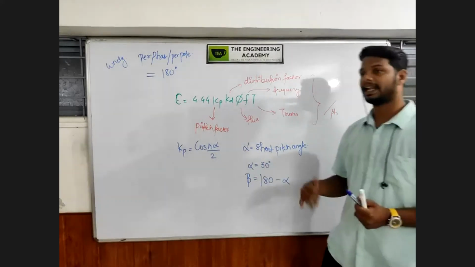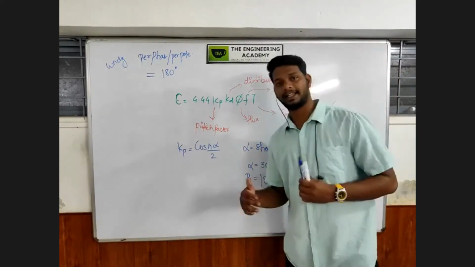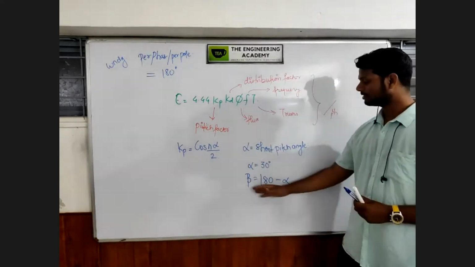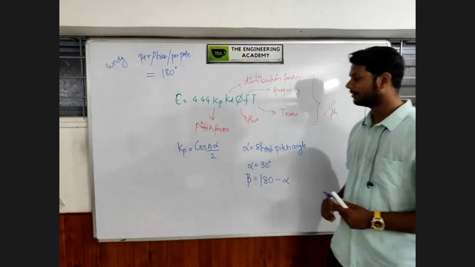Beta is called the winding angle. It means for how many degrees the winding is distributed, which is given by 180 minus alpha.